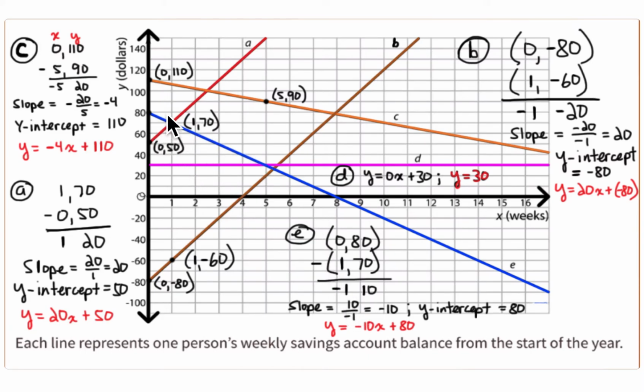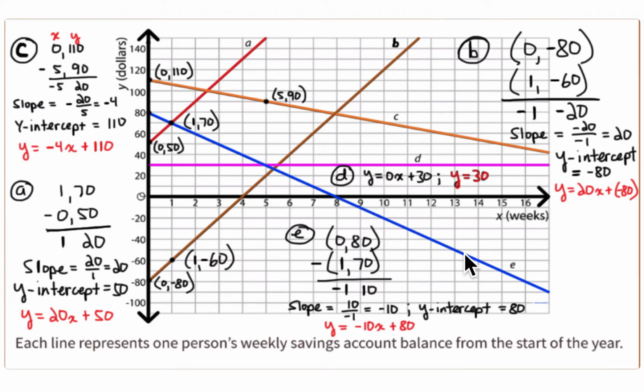So you go over 1 week and they lose $10, or they spend $10. Another week they spend $10. Another week they spend $10. So their money is leaving their account, so it's a negative slope, at a rate of $10 each week. And so the slope is negative 10, but they started at a positive 80. So in 8 weeks, they've run out of money. 8 times 10 is 80, but it's a negative 10. So it's a negative $80.